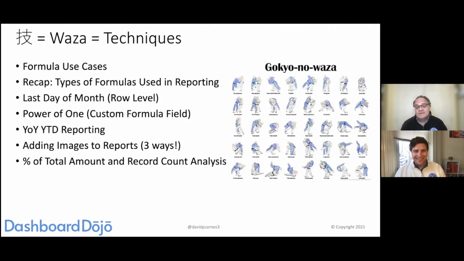I thought it'd be fun to add some color and some emojis, so we'll add some images to reports. We'll talk about 3 different ways to do that. And then we'll use the parent group val.